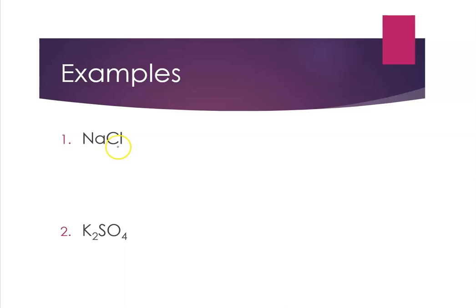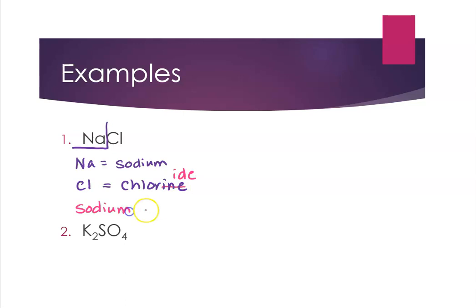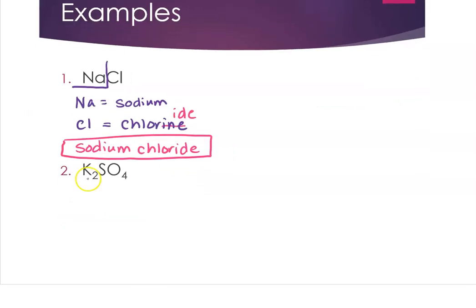So first is NaCl. This is only two elements, which means that I don't have a polyatomic ion. So I'm going to just kind of separate the two elements here. Na is sodium, Cl is chlorine, and then because chlorine is an element, I have to change the ending to IDE, making this sodium chloride. Easy enough. We look at the second one.